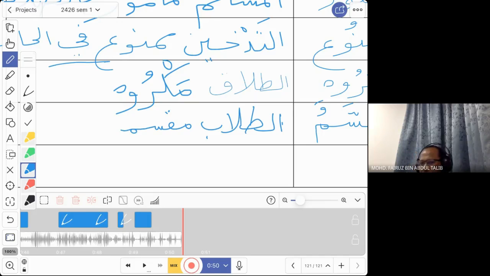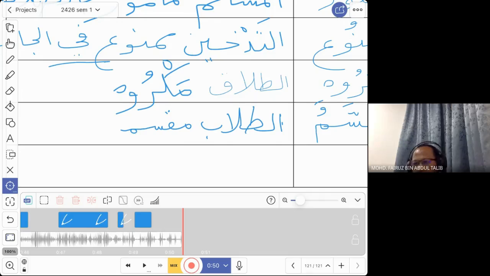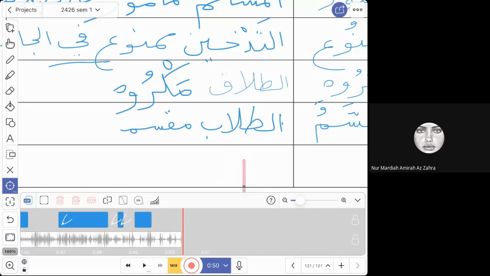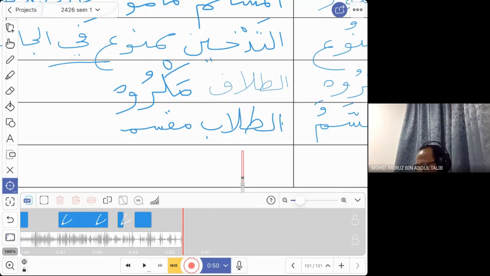Okay, now we need to check. Of course, the sentence is correct. At-tulab muqassam. You want to say the students are divided. But now, you look at the word tulab. Is this mufrad or jama'? This is jama'. So since this is jama', muqassam needs to be changed to jama'. So what is the jama' for muqassam?